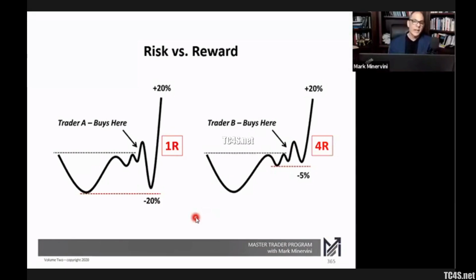The key with trading is to never lay odds. Never, ever lay odds. You always want to be getting odds. So at an absolute minimum, you want to be getting 2 to 1 on your money. You want to be able to expect that over time, the risk you're taking on your trades is half of the reward that you're going to be getting.